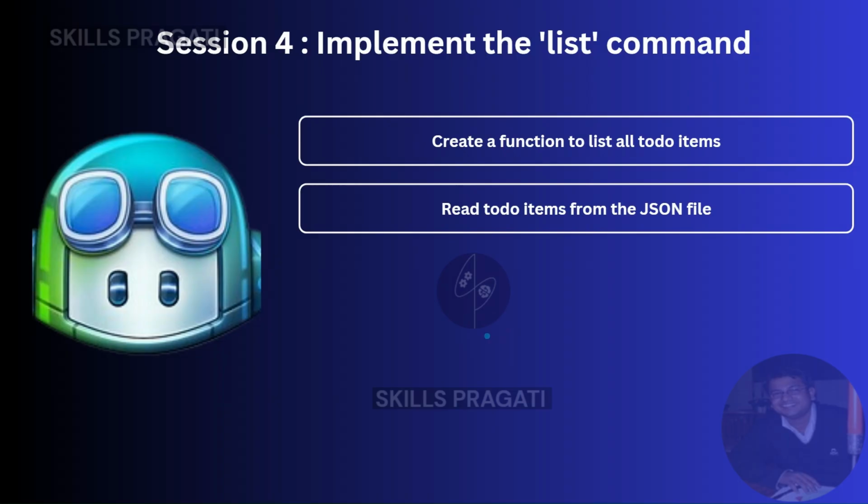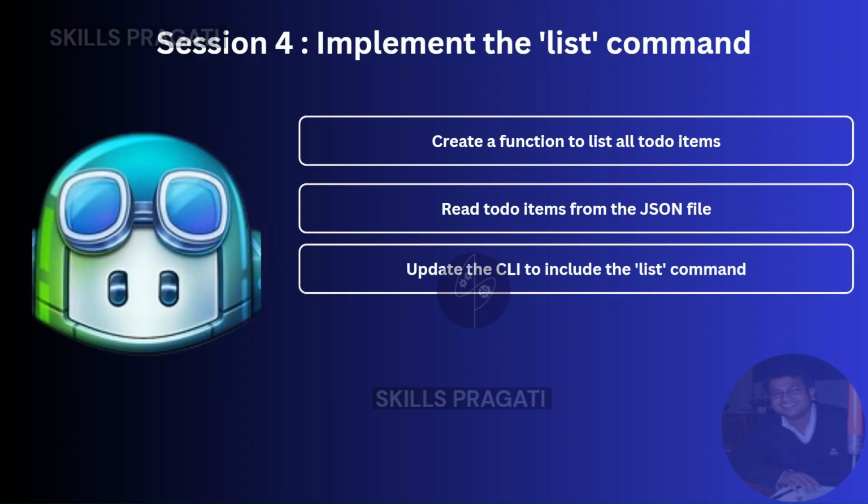The third and final task is to update the CLI to include the list command. This involves modifying the CLI setup, likely in the to-do.py file, to recognize and handle the list command. This means defining a new command in click that triggers the function created in the first task, allowing users to view the to-do list via the command line.